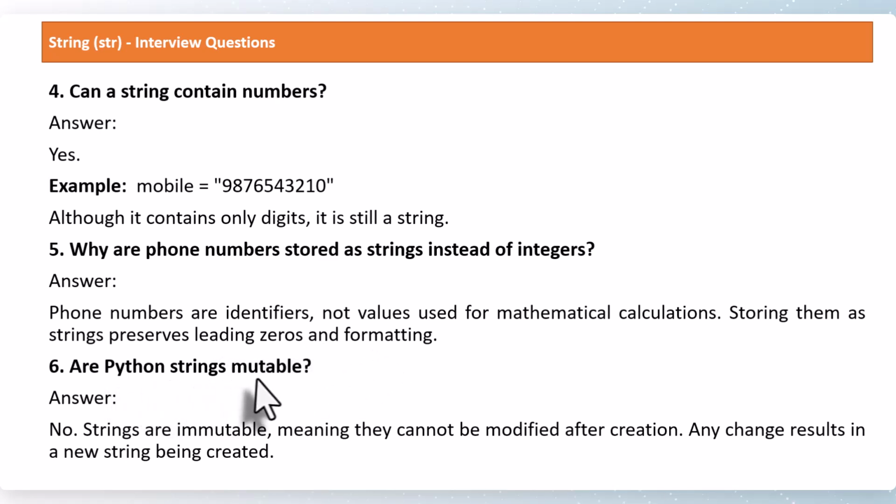Are Python strings mutable? No. Strings are immutable. Here mutable means we can change, but immutable means we cannot change, meaning that they cannot be modified after creation. Any change results in a new string.